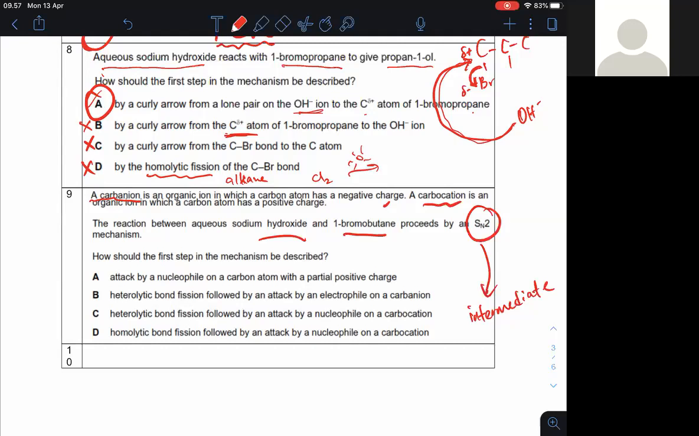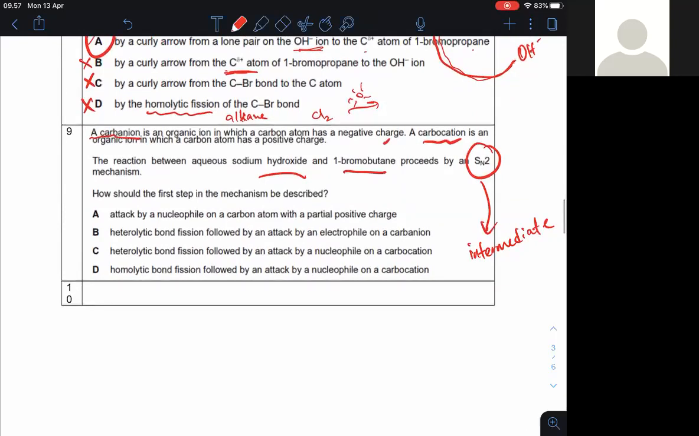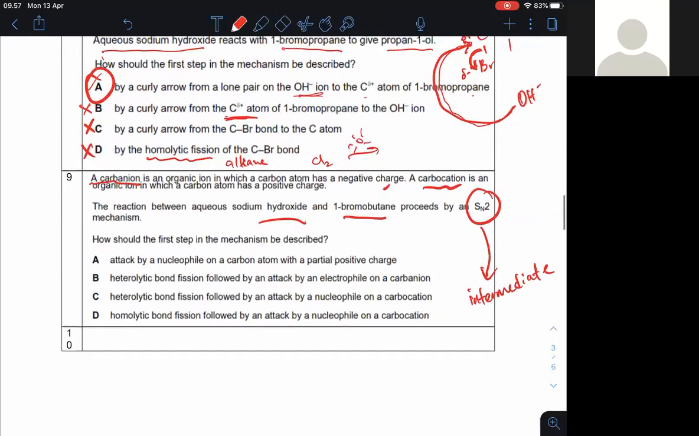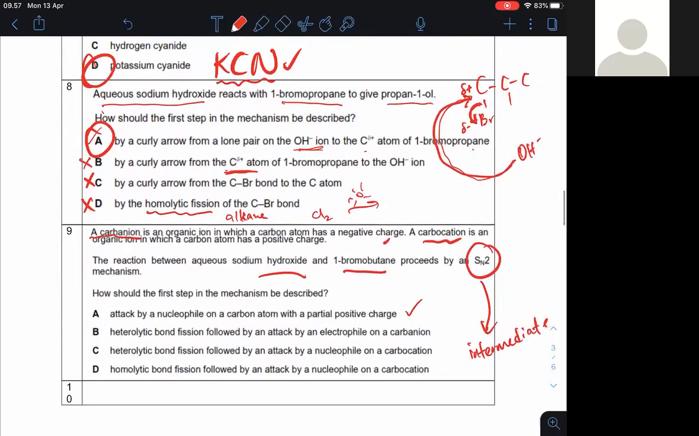Now, which one is the first step of this mechanism? The first step of this mechanism is going to be attack by the nucleophile on a carbon with a partial positive charge. I think that will happen. Now, how about the next? Heterolytic fission followed by an attack. Take note, heterolytic fission does not happen first because an intermediate is going to be formed. So you need to attack first, then only the Br can go out. So here, this is wrong.